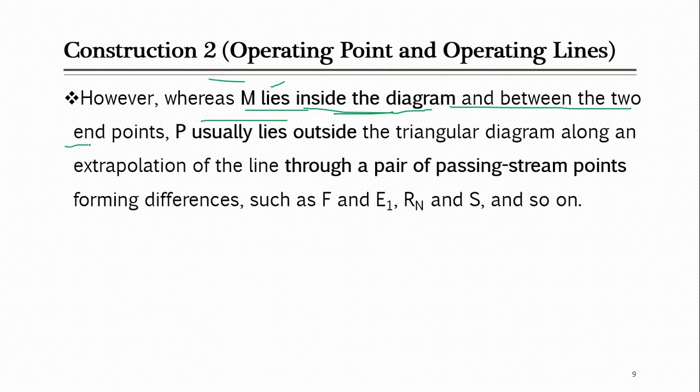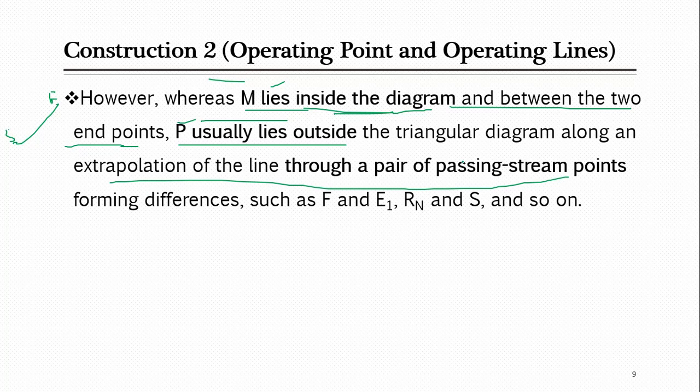what are those two end points? Those two endpoints are the feed and the solvent. If you look at the main endpoints of the line on which M is lying, it is between feed and the solvent. But P, as we said, is somehow similar to M, but P usually lies outside the triangular diagram. At the end of this discussion I will tell you something else, but at this time at least remember that P usually lies outside the triangular diagram along an extrapolation of the line through a pair of passing stream points.